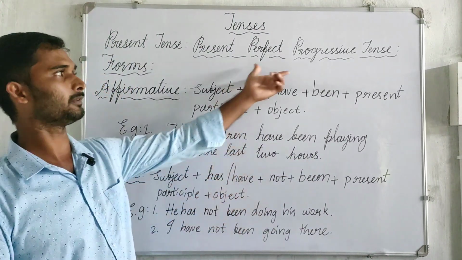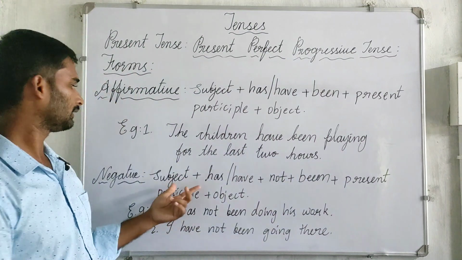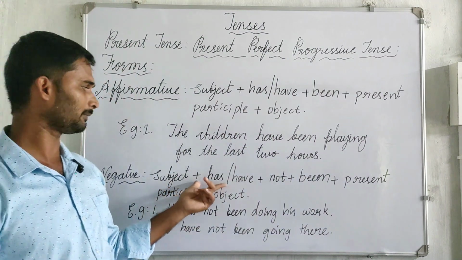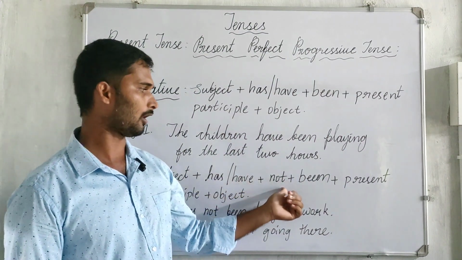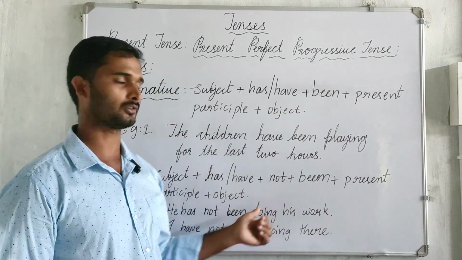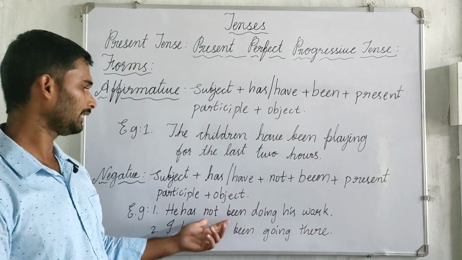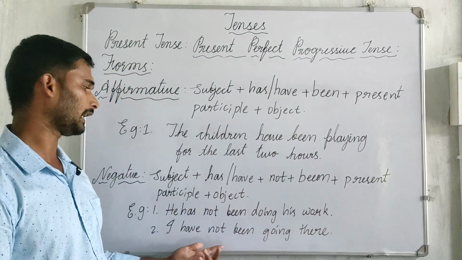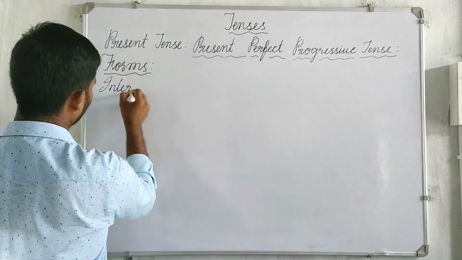Negative form of the present perfect progressive tense. The syntax is subject plus has or have plus not plus been plus present participle plus object. At the end, a full stop. Some examples. He has not been doing his work. I have not been going there.